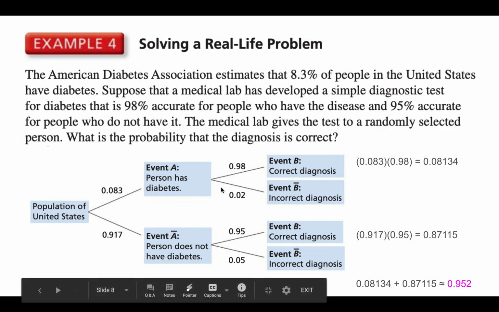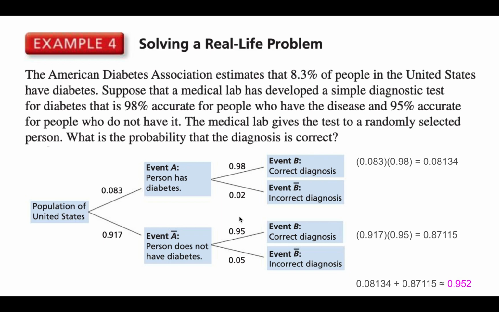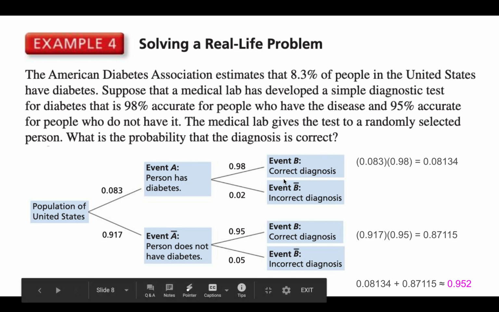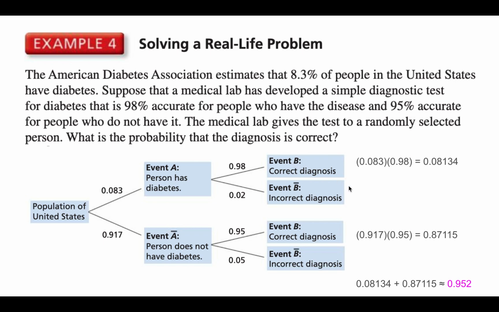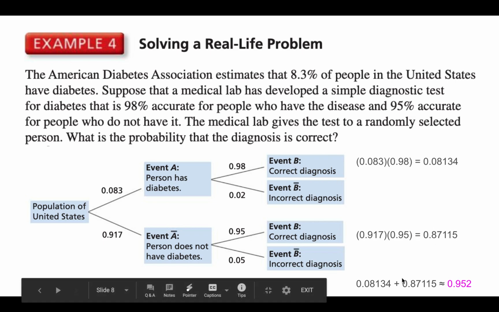Okay, so map out all the cases, figure out which ones satisfy what they're asking. There were 2 out of 4 that satisfied it in this case. Calculate their probability, and then we added it together to find the probability that the diagnosis is correct.